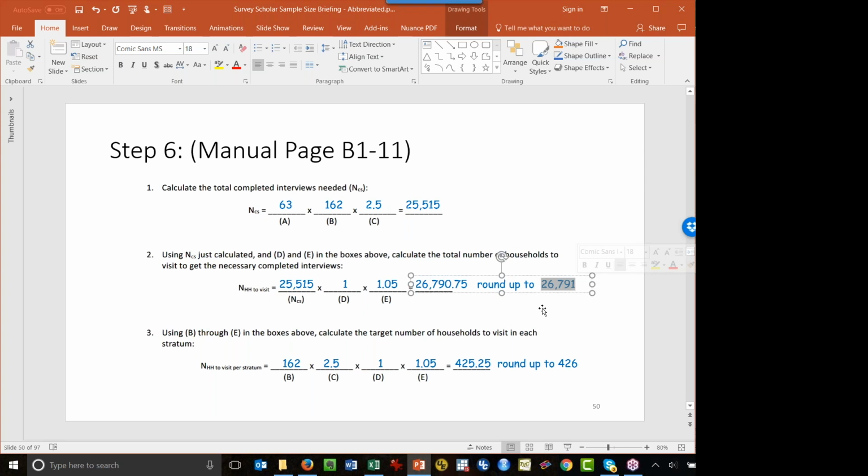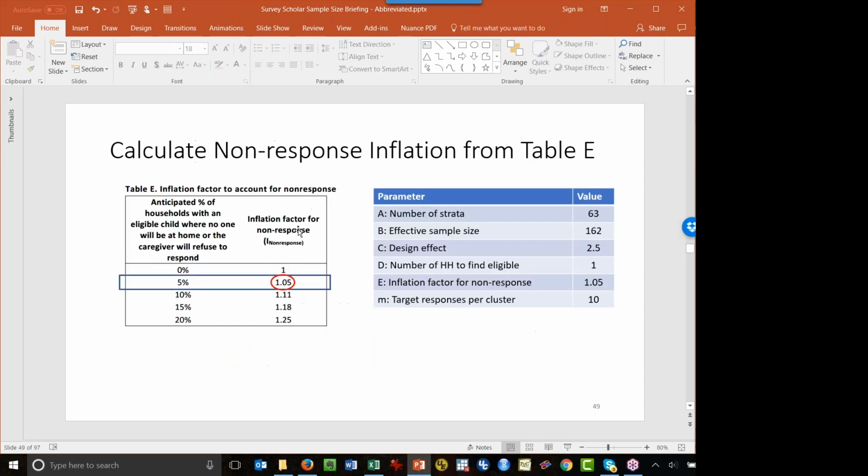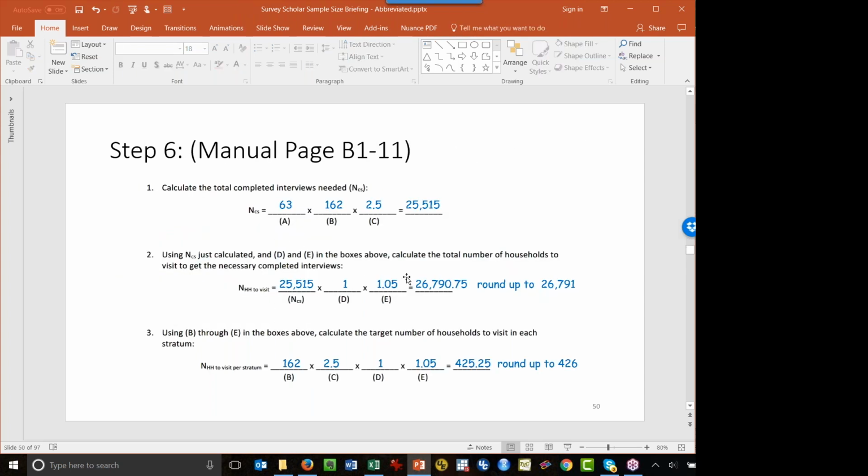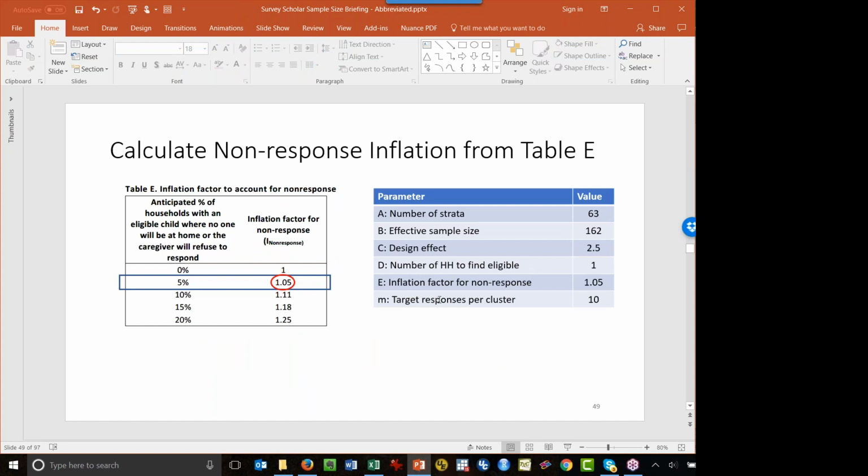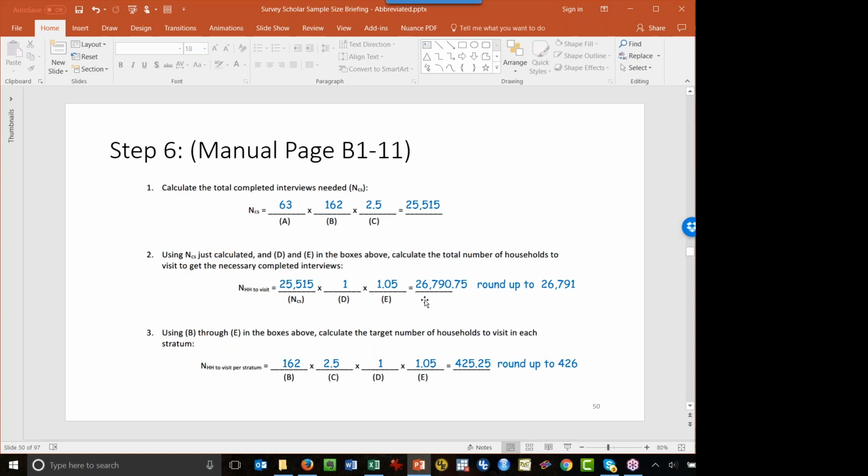The households to visit in each stratum would be 426. Again, we just plug in B, C, D, and E here, multiply, and round up. 63, I see the question in the chat there. 63 is the number of strata. So this is quantity A. And so if you look here, A, B, C, D, these are all these quantities here. And then in this case, we have NCS. That's because that's using the nomenclature that this is a number that we've already calculated up above.